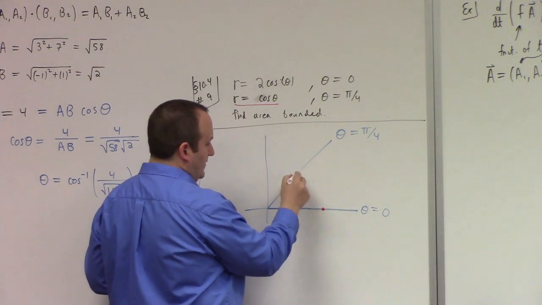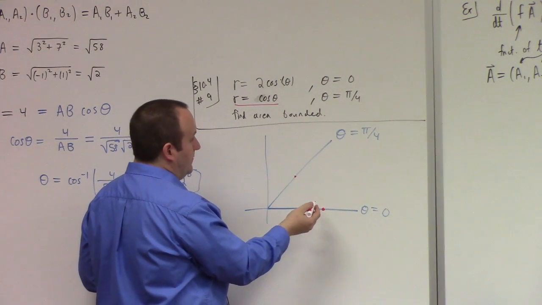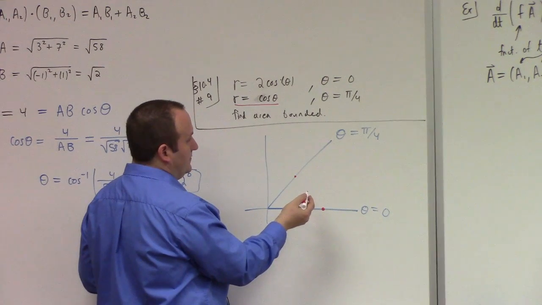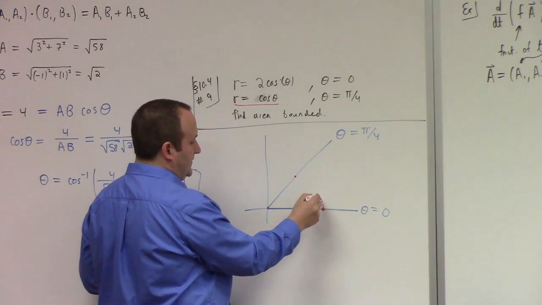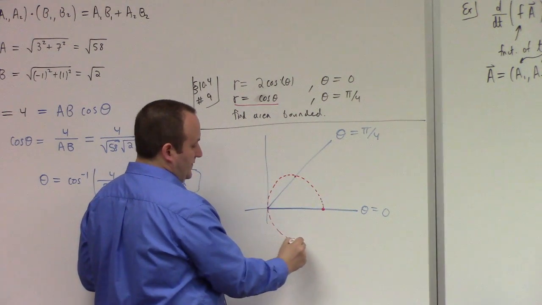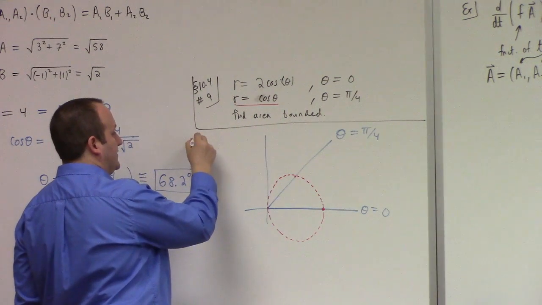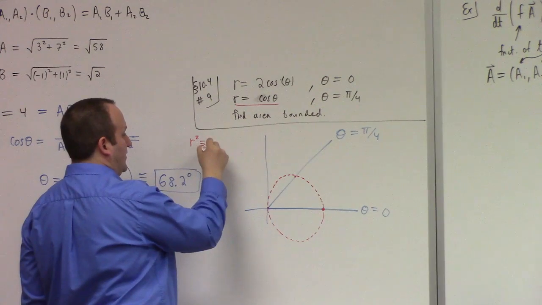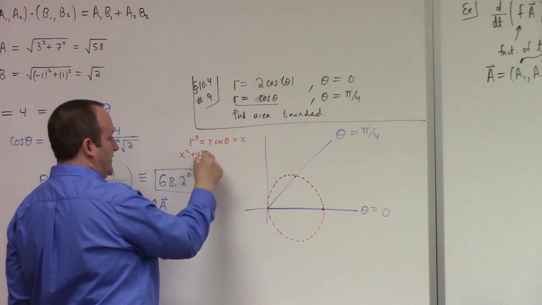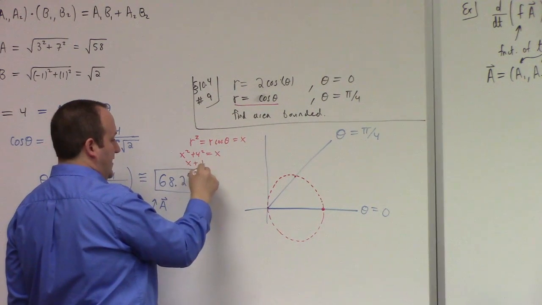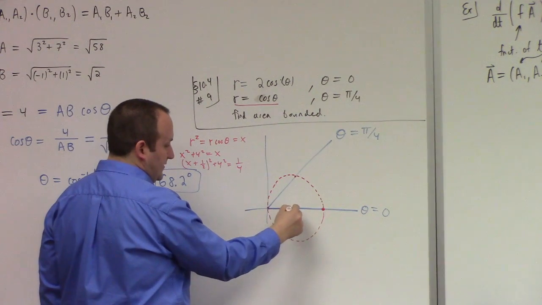Yeah, so if you put theta equals pi over 2, what do you get? 0. I bet this is this circle, right? And you can verify that by just multiplying. You've got r squared equal to r cosine theta, which is equal to x. So this gives you x squared plus y squared equals x, which gives you x minus 1/2 squared plus y squared equals 1/4, which is in fact this circle.